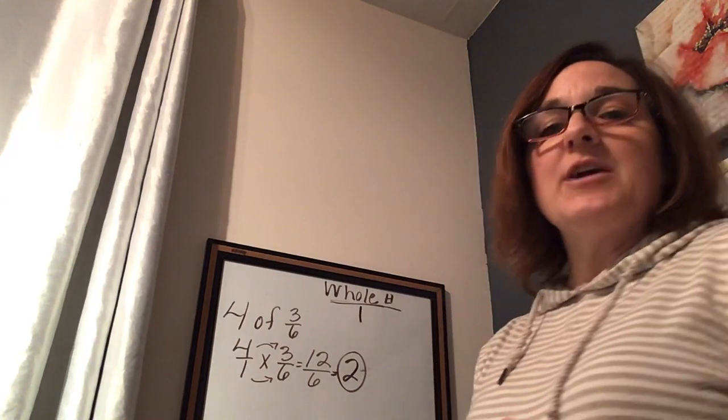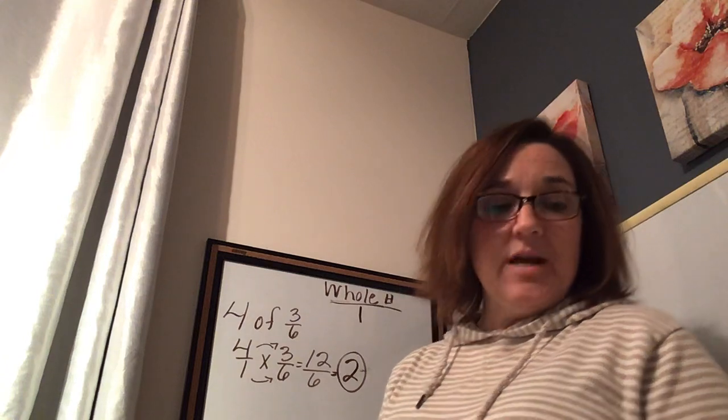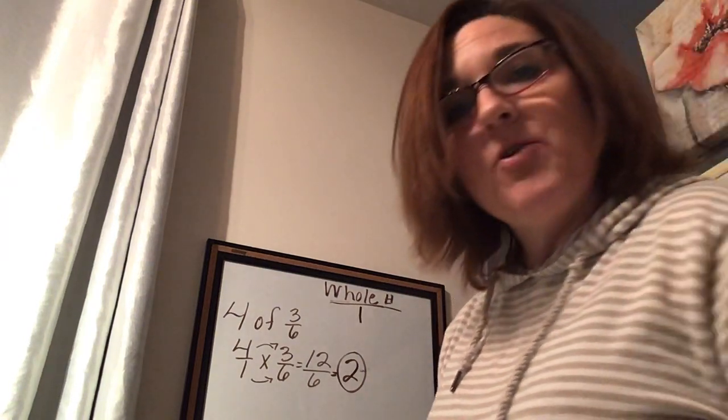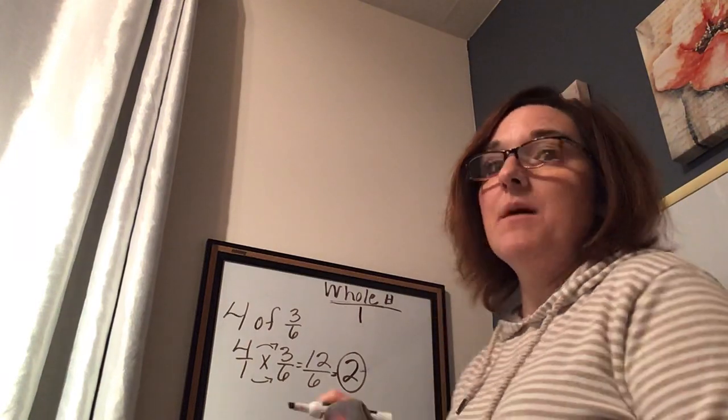Sometimes you're going to get that whole number answer. So far we have fraction times fraction, whole number times fraction. Now, the last thing we're going to do is multiplying our fraction times our mixed numbers.